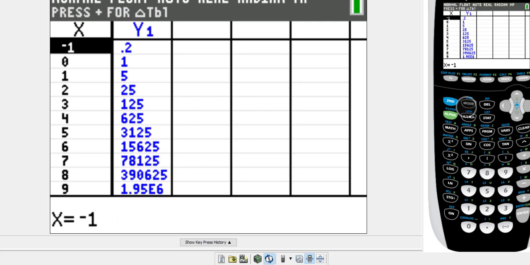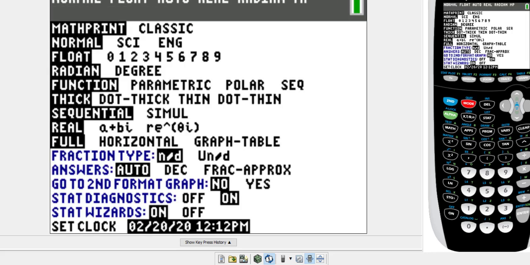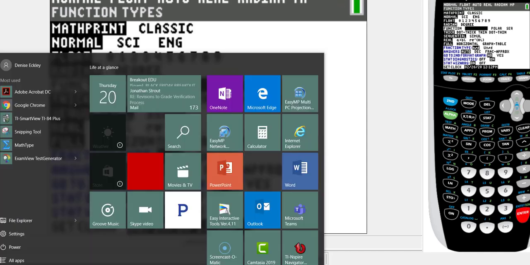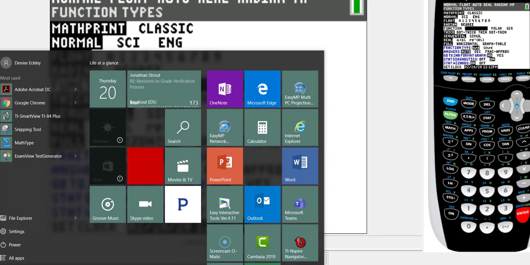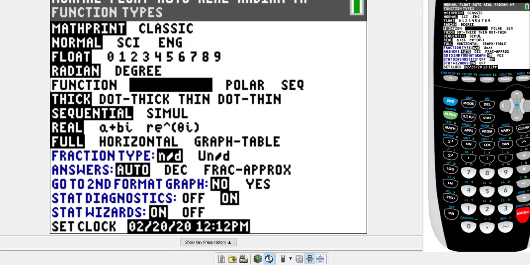So I'm going to go under mode, and I'm going to go down to where it says function, and I'm going to change that over to parametric. I'm going to do this first, and then I will show you how to do it on the Inspire next. Okay, so I can quit out of here.